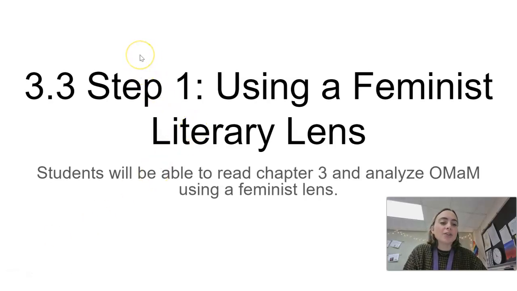Today we're going to be talking about using a feminist lens to look at literature. And our objective is that you're going to be reading chapter 3 of Of Mice and Men, and you're going to use the feminist lens to analyze this chapter.